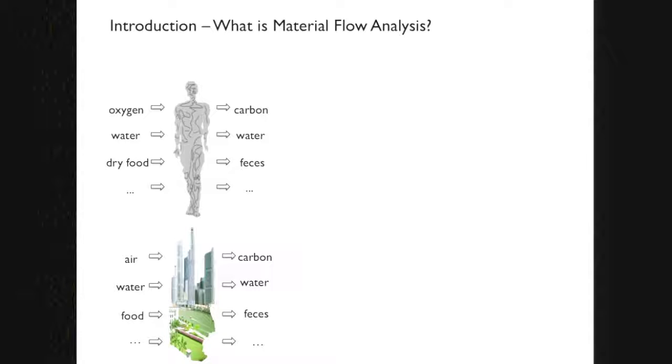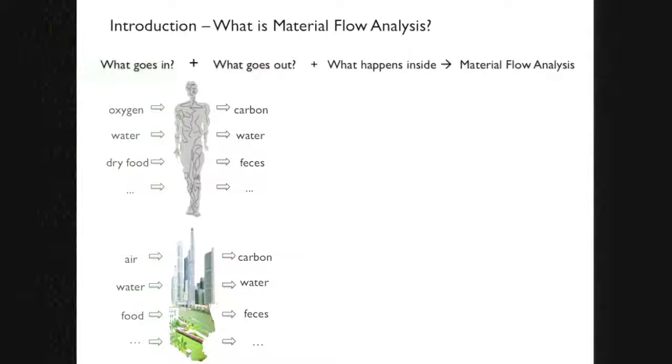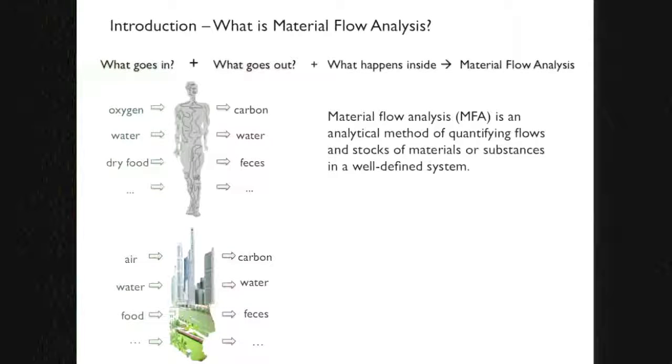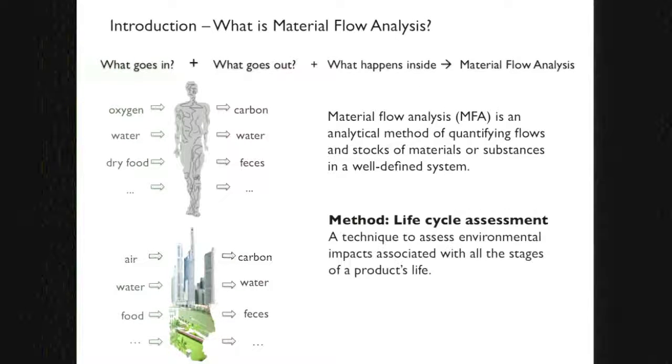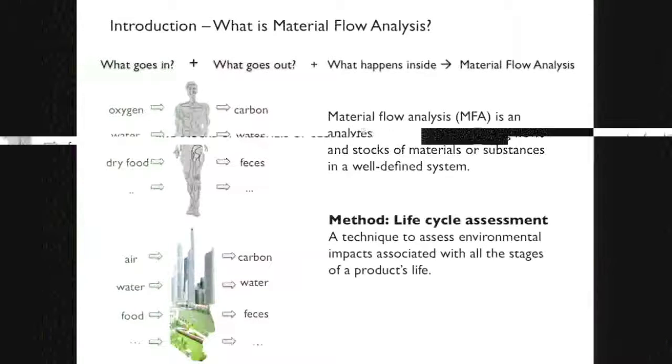Then we get urban development and urban metabolism. If you calculate what goes in, what goes out, and think about what happens inside, then you get material flow analysis, which is an analytical method of quantifying flows and stocks of materials in a well-defined system. And in this research, to implement material flow analysis, we use life cycle assessment, which is a technique to assess the environmental impacts associated with all the stages of a product's life.